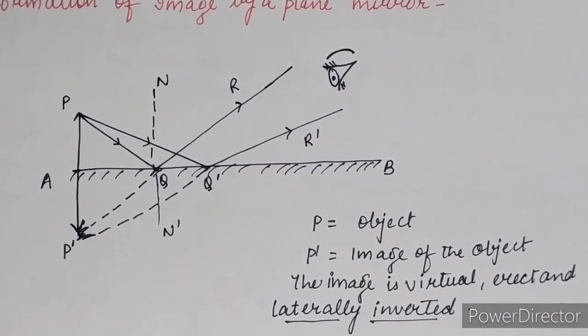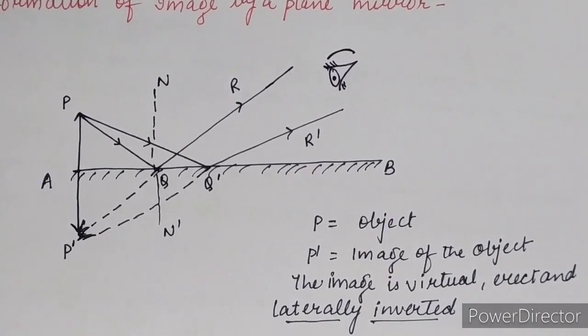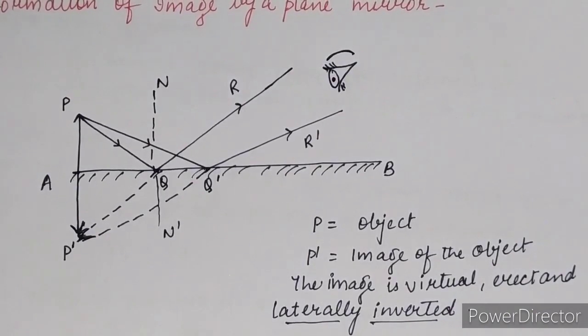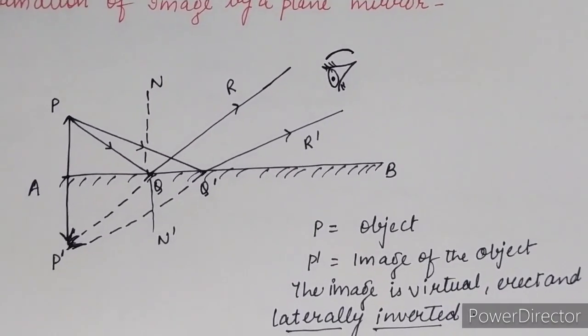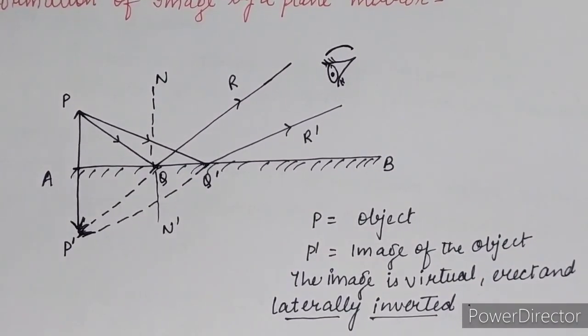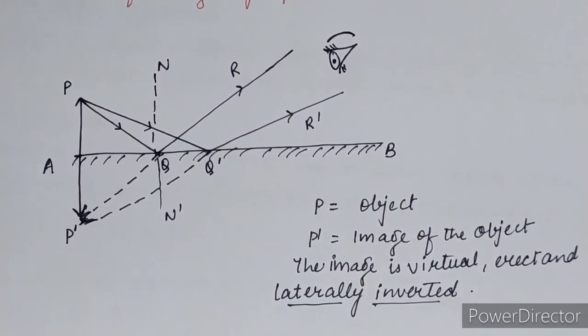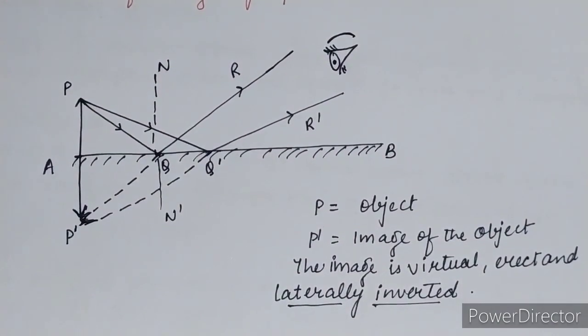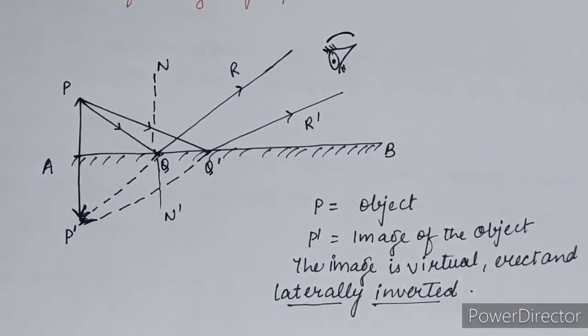Okay, so this is the formation of the image by a plane mirror, and the theory of this you have to write on your own. I have explained the ray diagram and the image formation, the entire thing as well. So you have to write the theory on your own.